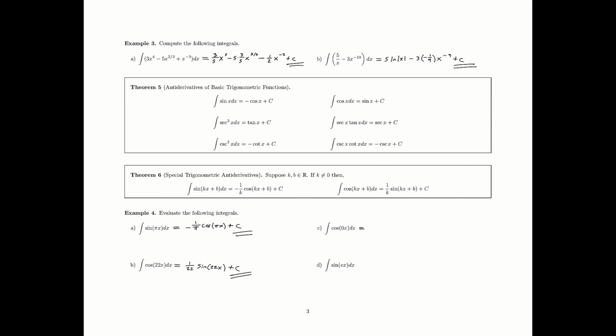Now here we got to be careful, because if we look at the theorem, it says if k is not 0. Because if k is 0, we actually have the cosine of 0 times x, which is cosine of 0, which is 1, so this is really just the antiderivative of 1 dx, which is just x plus c. Here, we'll have negative 1 over e cosine ex plus c.